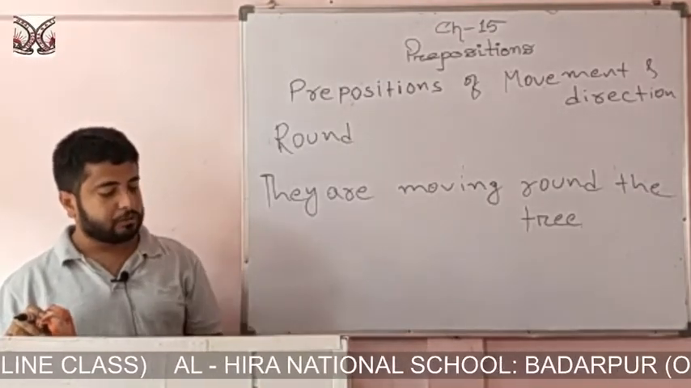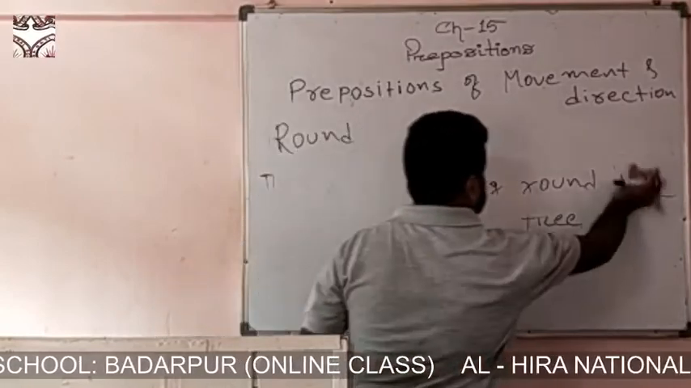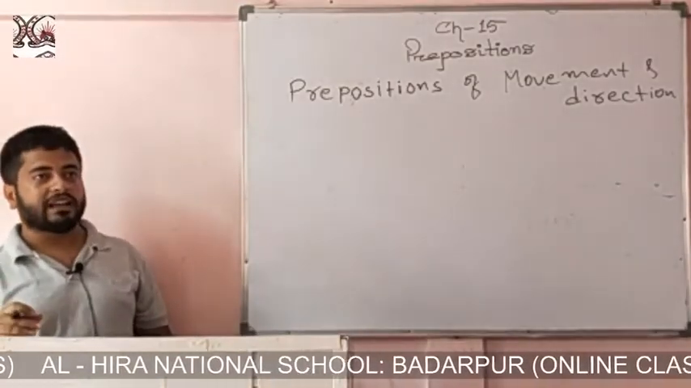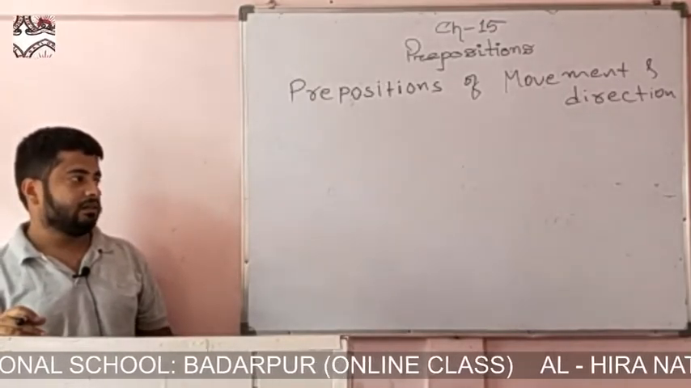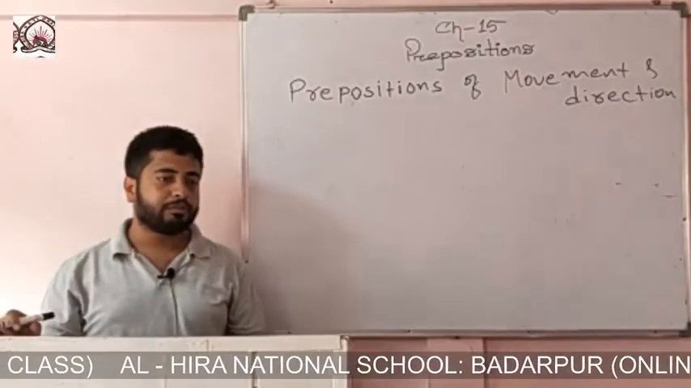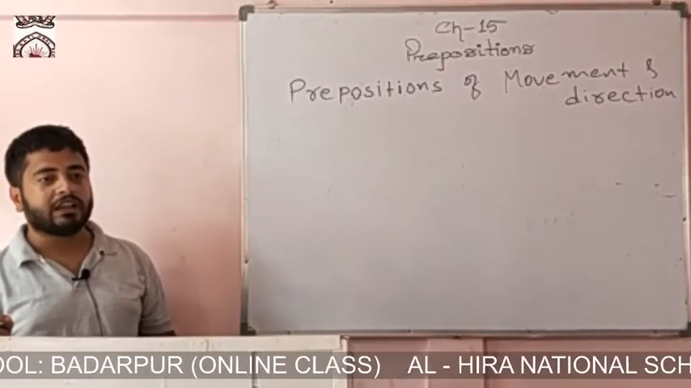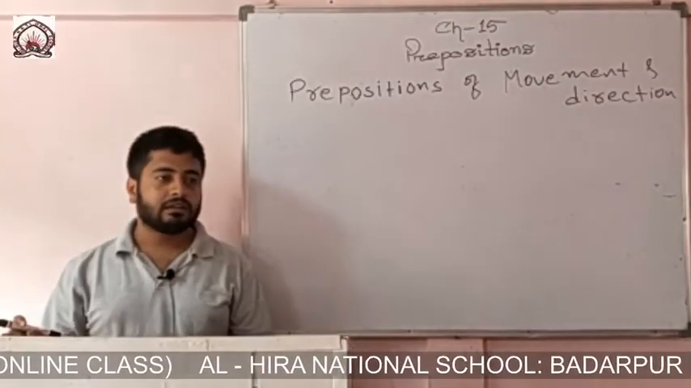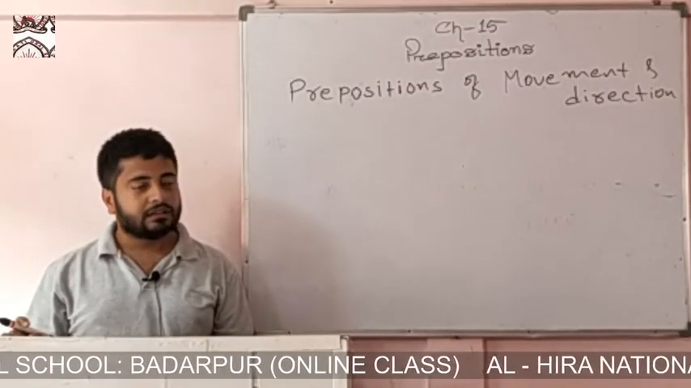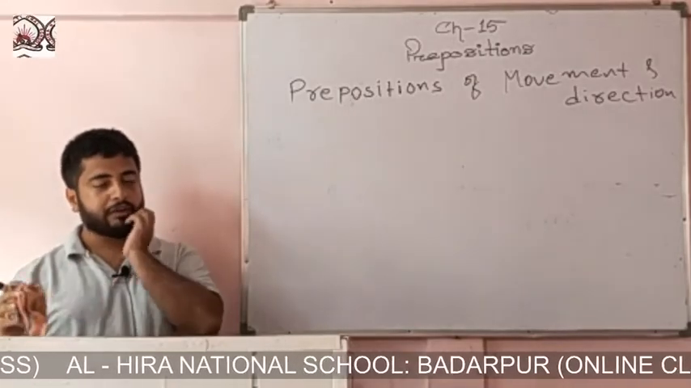The next preposition is by. Normally we use the preposition by if we travel by car, by train, by aeroplane, by bus. So we will use the preposition by. For example, he travels by car, he is traveling by bus, he is traveling by train. So we will use by whenever we travel with a vehicle.